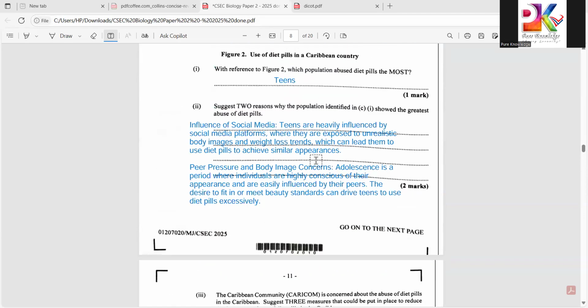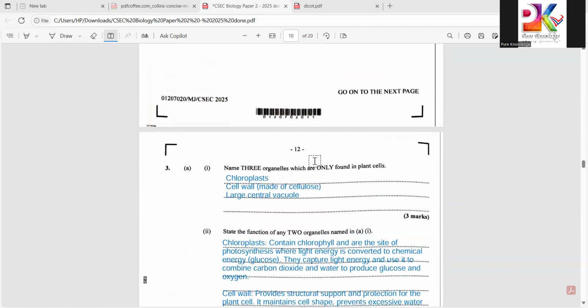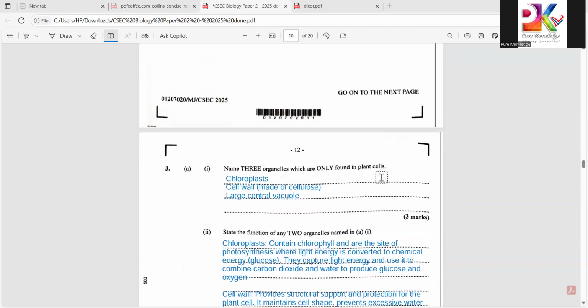Next section says, name 3 organelles which are only found in plants. And we're going to more biological stuff now, and we know that there are a lot of them: chloroplast, cell wall, large central vacuole, right, are some that we know. Then there are others, of course. There are many.